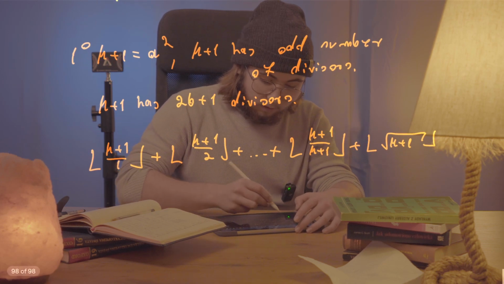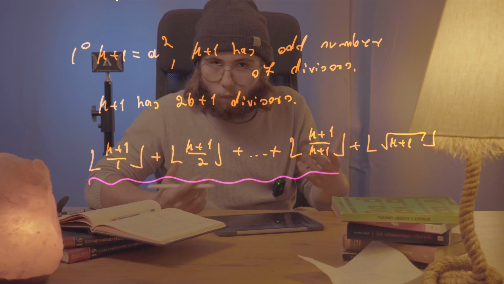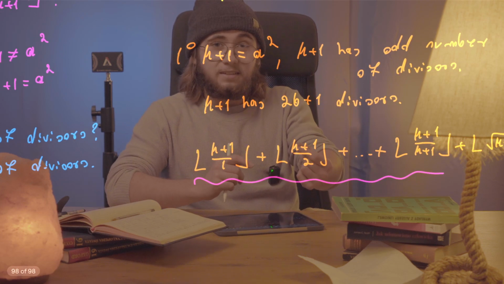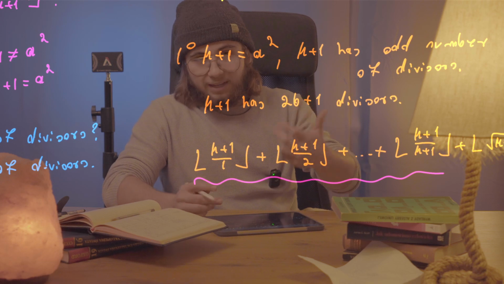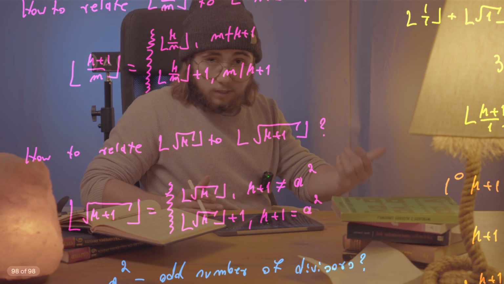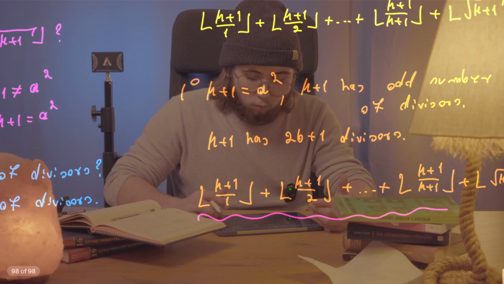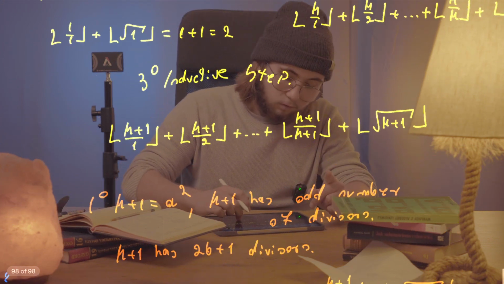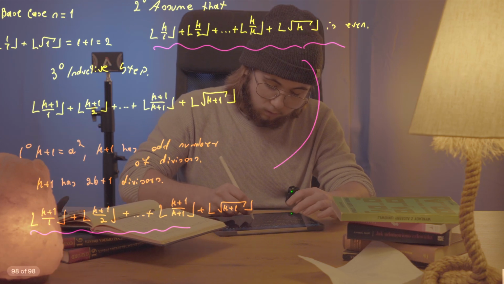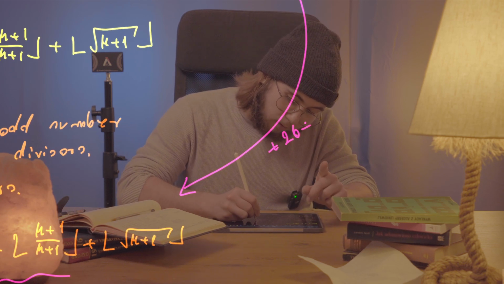This part here in pink is going to increase by 2b plus 1. And why is it so? Because we know that whenever k plus 1 is nicely divided by some number m, then the floor of k plus 1 over m is equal to the floor of k over m plus 1. So with respect to what we had here in the assumption, this orange sum is going to be greater by 2b plus 1.